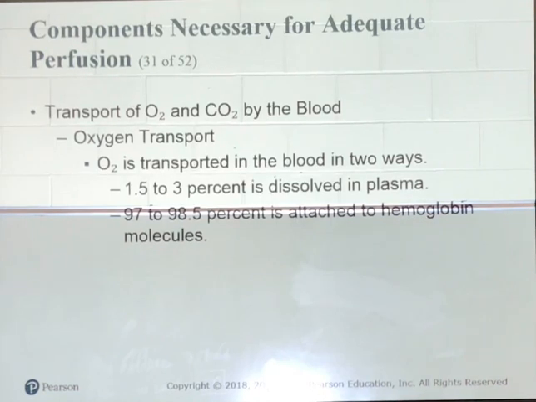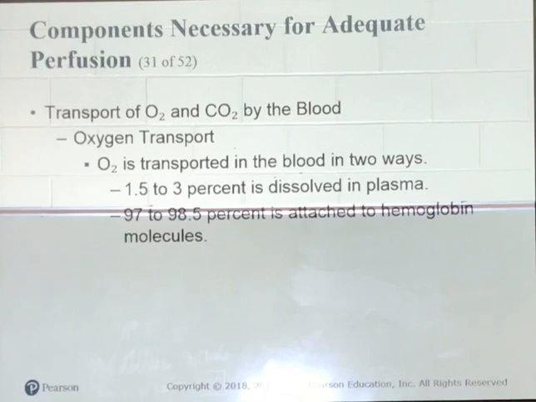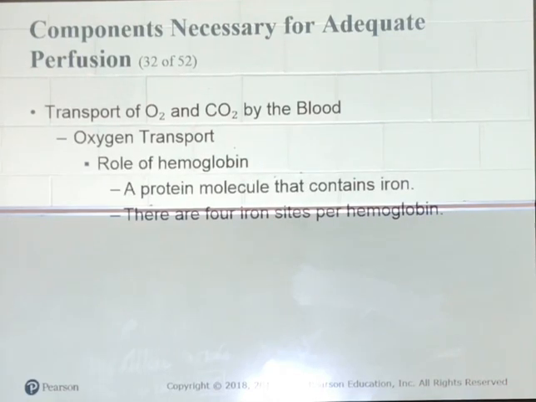Oxygen is transported by the blood in two ways. It's dissolved in plasma, and it's also attached to the hemoglobin. Only a small amount, about 1.5 to 3%, is actually dissolved in the plasma. Most of it, 97 to 98.5%, is attached to your hemoglobin molecule. Hemoglobin is a protein molecule that has 4 iron sites for oxygen to bind to. Thus, one hemoglobin molecule can carry up to 4 oxygen molecules. Once an oxygen molecule binds with hemoglobin, it is referred to as oxyhemoglobin.